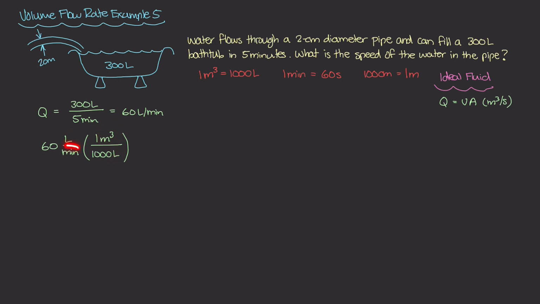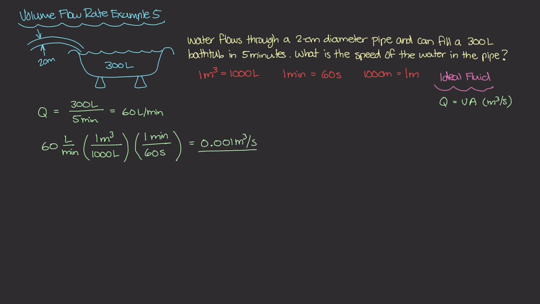Now, what about the minutes? We need this in seconds. So I can use this conversion right here. 1 minute equals 60 seconds. So in 1 minute, there are 60 seconds. But the minute units cancel out, and we're going to be left with seconds. So we're going to be left with meters cubed over second once this conversion is done. So if we take 60 divided by 1,000 divided by 60, then we're going to get a flow rate of 0.001 meters cubed per second.